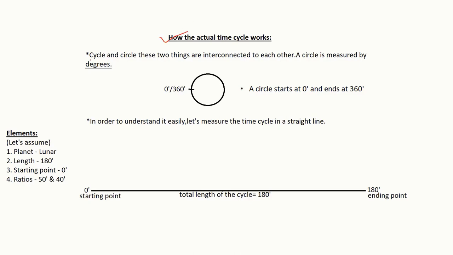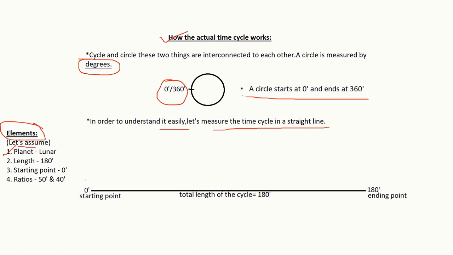Alright, let's get started. Cycle and circle, these two things are interconnected to each other. A circle is measured by degrees. It begins from 0 degree and ends at 360 degrees, right? As I have told you guys earlier, to work with a cycle, we need 4 elements, right? So, here are our elements.